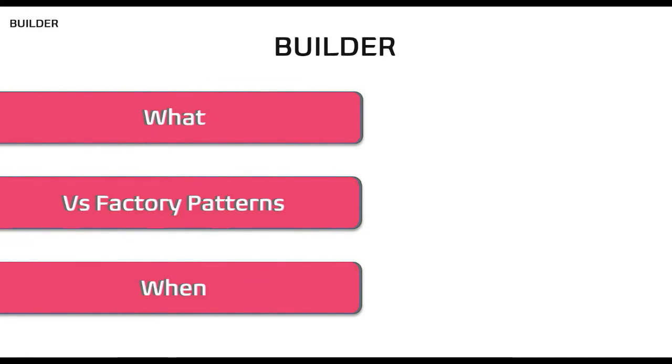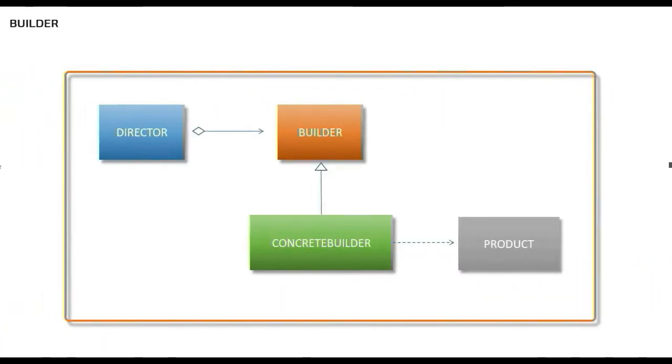Assuming that you have already watched that video, let's jump straight to the Builder Pattern UML diagram and discuss each component of it. So, builder pattern consists of four components: product, concrete builder, builder, and director. Let's elaborate each component a little.